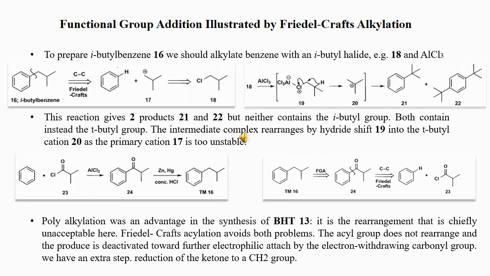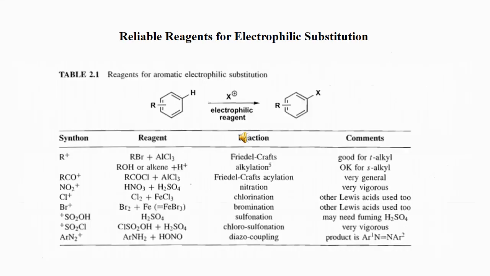We had to do the reduction of that ketonic functionality in 24 into CH2, but we did not get a rearranged product, 21 or 22, in the case of acylation. Now, as far as the reliable reagents for electrophilic substitutions are concerned, here is a table in which the reagents for electrophilic substitution are tabulated.